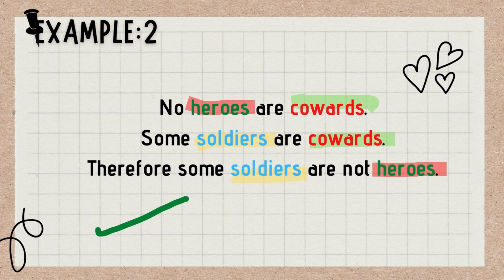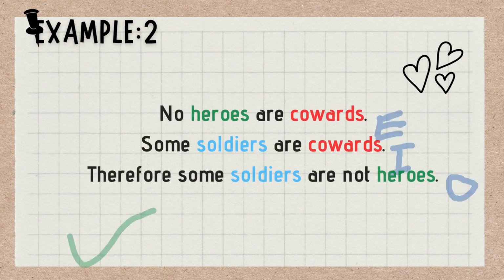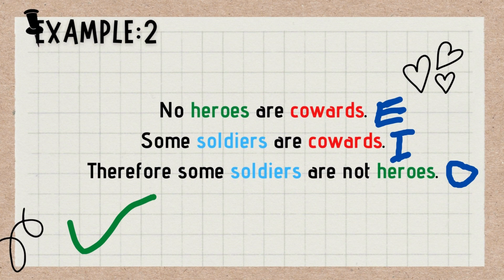If we take the second rule, we need to check that we should have three terms and the three terms should be repeated twice. As you can see here, there are three terms and each is repeated twice. So the second rule is confirmed. Now the third rule: we must confirm if it is following the propositions or not. No heroes are cowards belongs to E type proposition, some soldiers are cowards belongs to I type proposition. Therefore, some soldiers are not heroes belongs to O type proposition, which shows this is following the proposition. So the third rule is also proved.